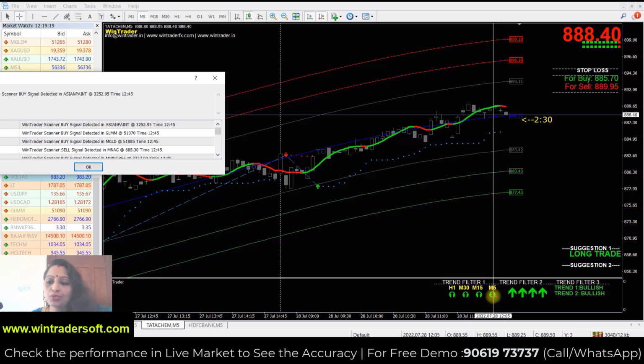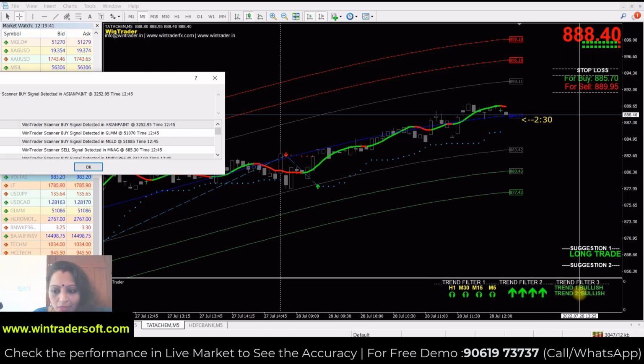Second confirmation, go to trend filter 2. There are 4 arrows. Out of the 4 arrows, 2 arrows must be green up arrows. So that is the second confirmation. Third confirmation, go to trend filter 3. In trend filter 3, out of trend 1 and trend 2, one trend should be bullish.